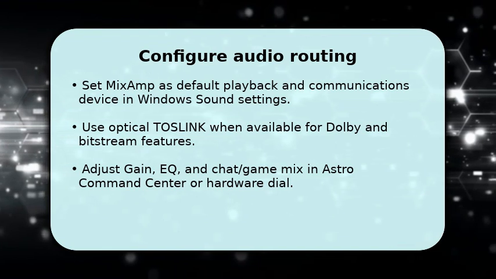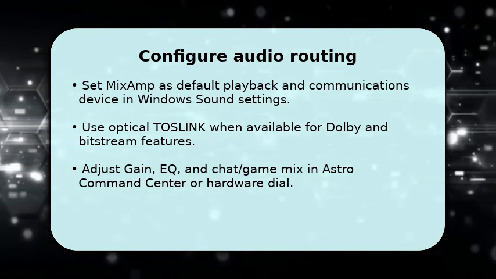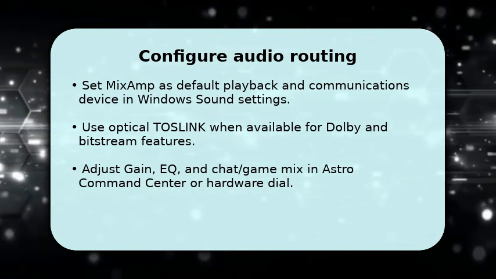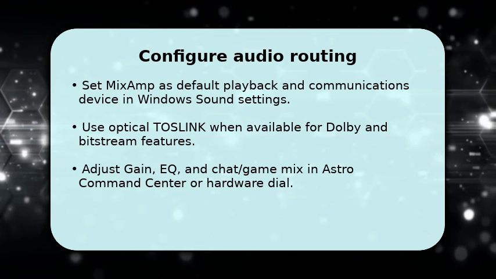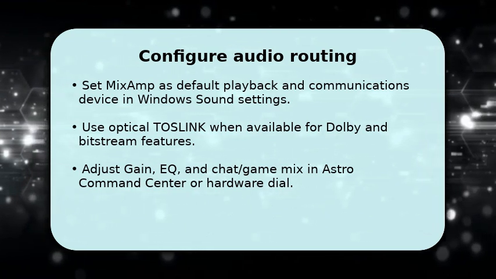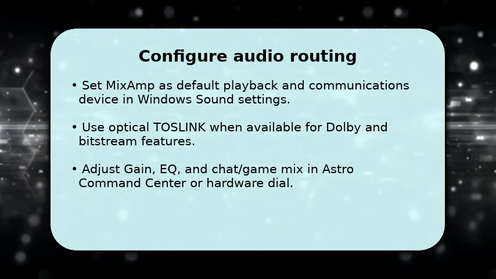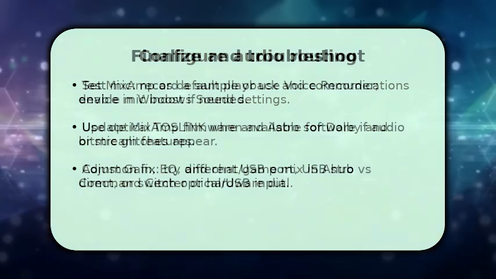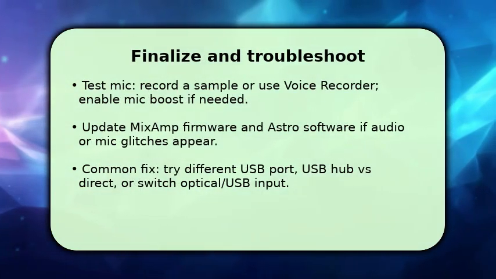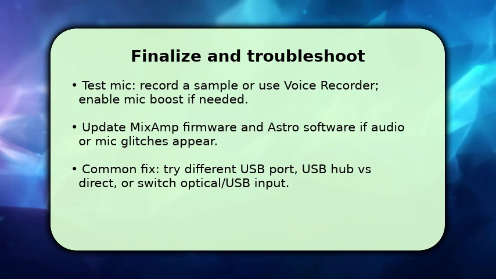Then adjust the hardware or software gain, equalizer, and the game/chat mix so you hear game audio clearly while retaining voice chat levels. Keep monitoring levels to avoid clipping. You finish by validating both playback and microphone. Record a voice sample or use a chat test to confirm clarity and correct input selection.